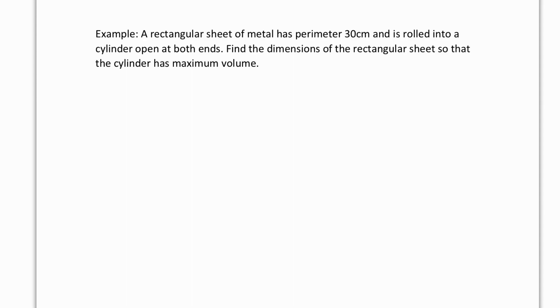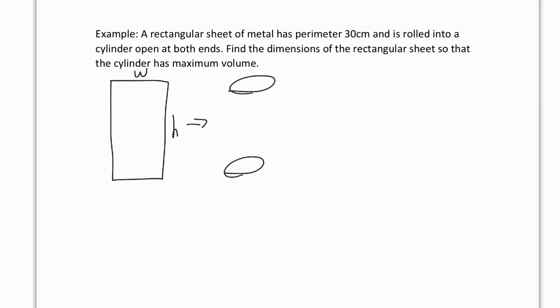So let's try another problem here. A rectangular sheet of metal has a perimeter of 30 centimeters and is rolled into a cylinder open at both ends. We've got another cylinder problem here. Find the dimensions of the rectangular sheet so that the cylinder has a maximum volume. Alright, well, we've got this rectangular sheet. And I guess we should label it with a width and a height. It's supposed to be rolled into a cylinder open at both ends. Okay, so it'll be a cylinder. This will still have the same height h, but this will have a radius r.